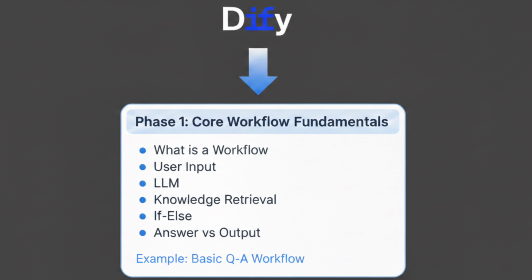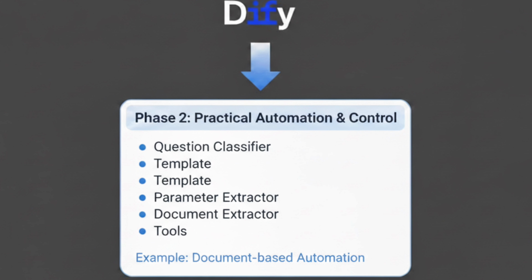So, in the first phase, we will start with the most basic nodes. You will learn what a workflow is and what each basic node does, and also how data flows from input to output. In the second phase, we introduce more advanced nodes, especially those nodes used for documents and also practical real-world scenarios. Again, we end the phase with an example that connects everything together.